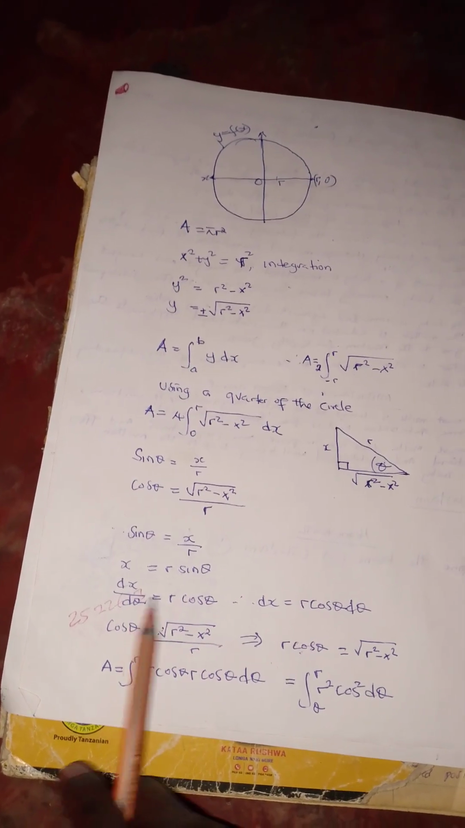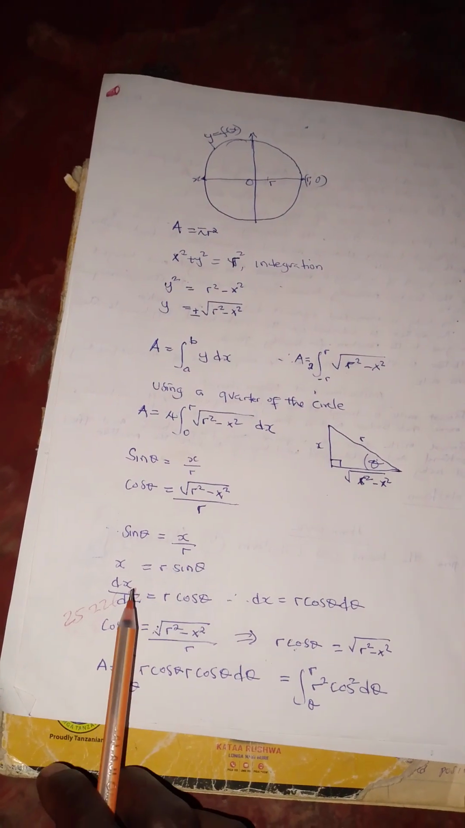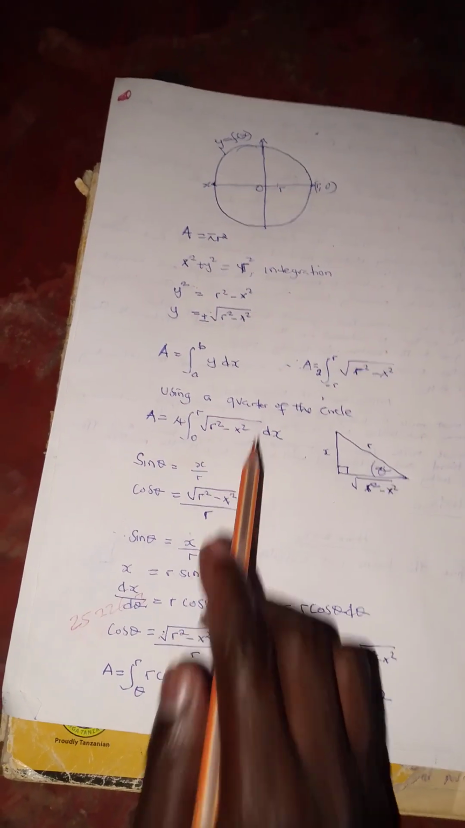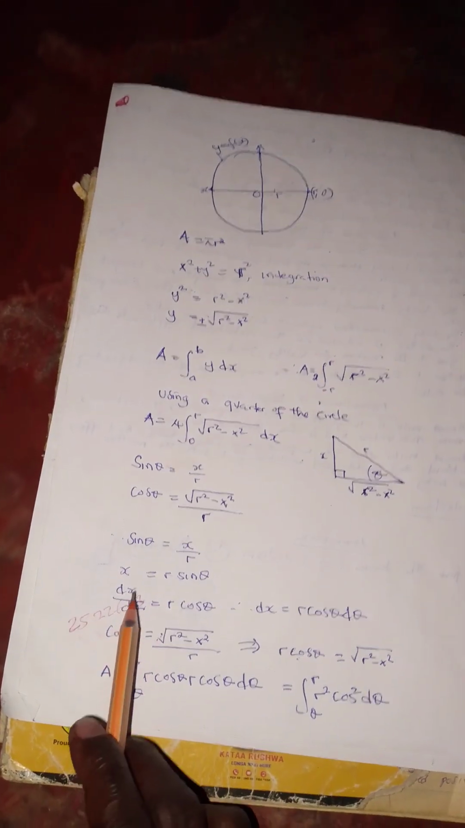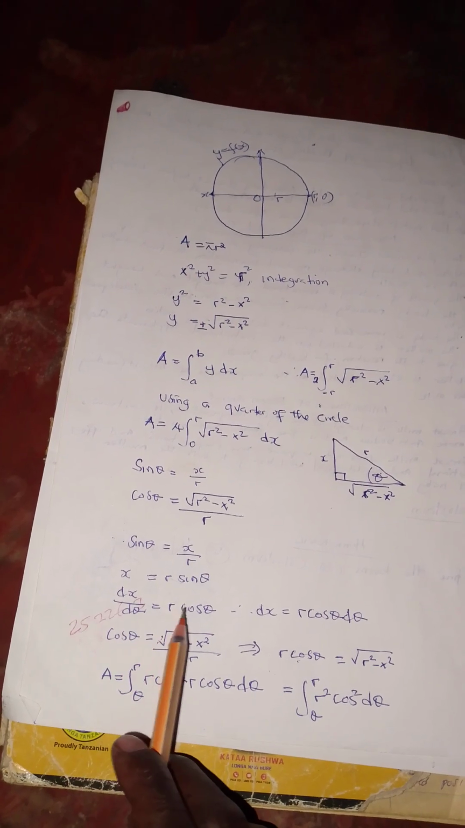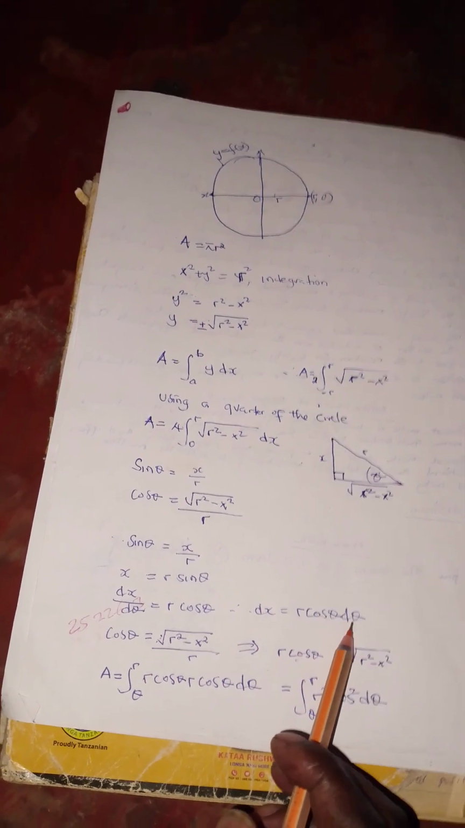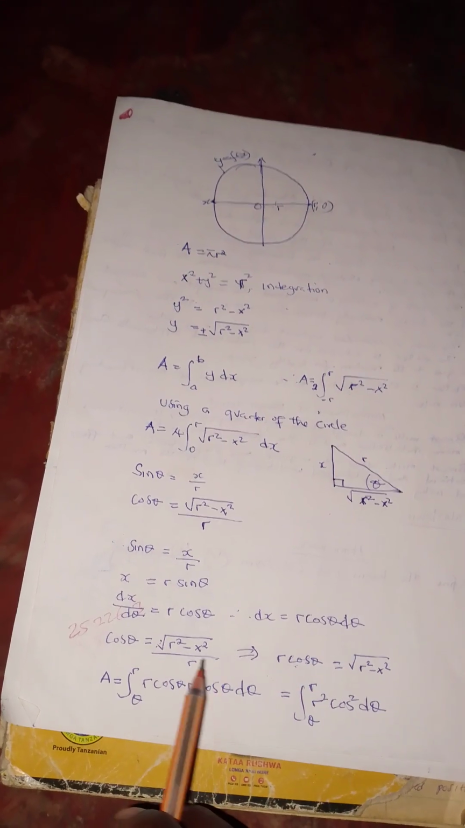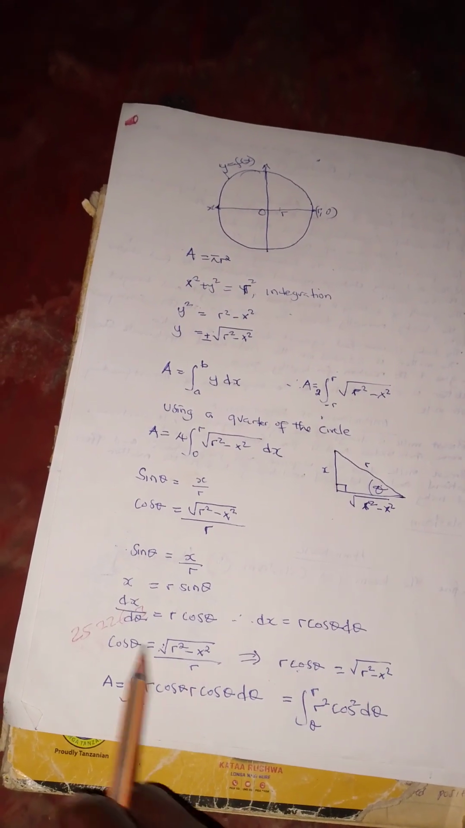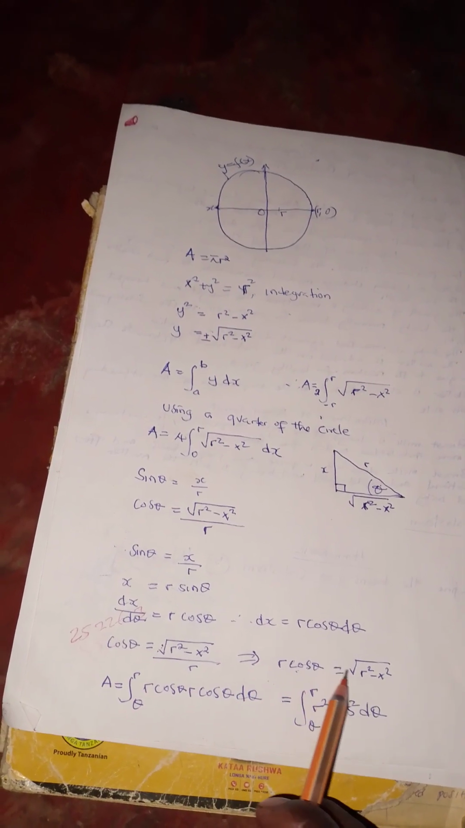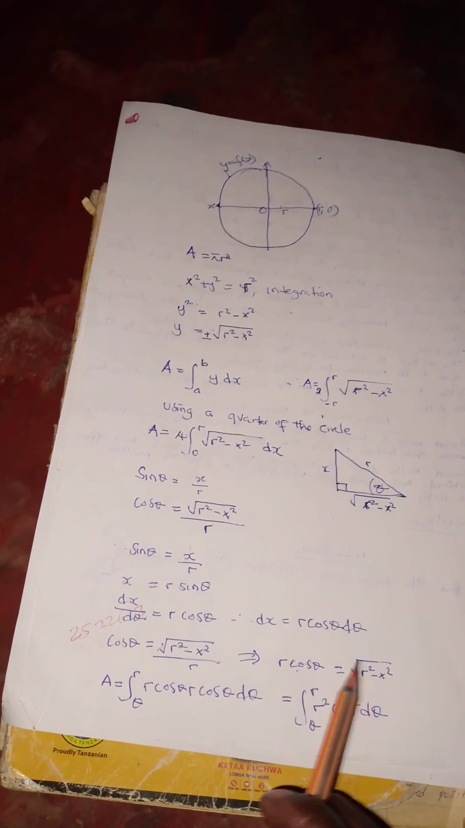Then you can differentiate this one, because we want to find the dx here. So when you find dx, it's going to be dx over d theta, which will be r cos theta, and therefore dx is going to be r cos theta d theta. Then the other one, if you cross multiply, it's going to be r cos theta is equal to the square root of r squared minus x squared.